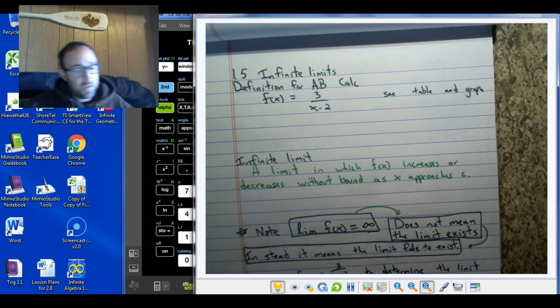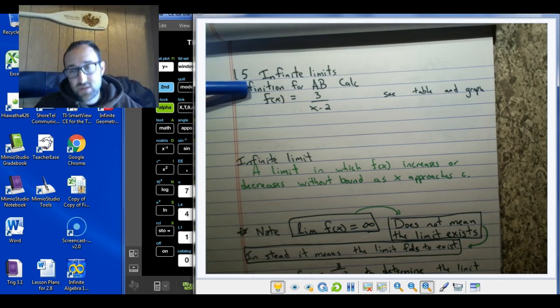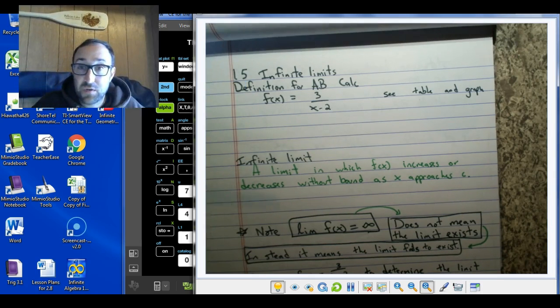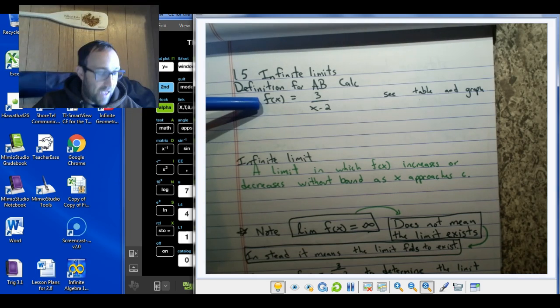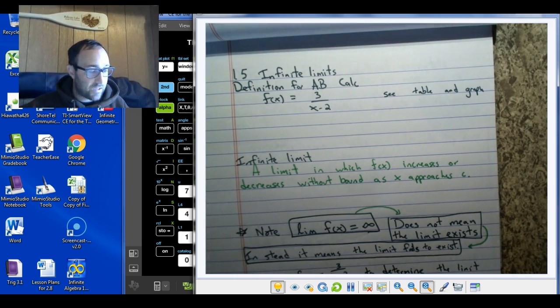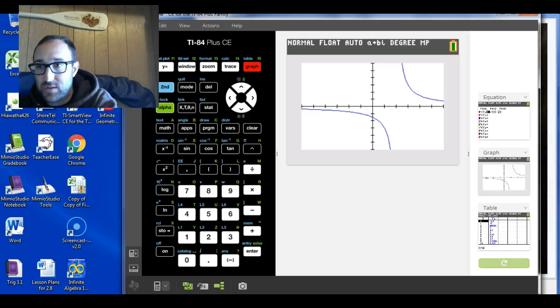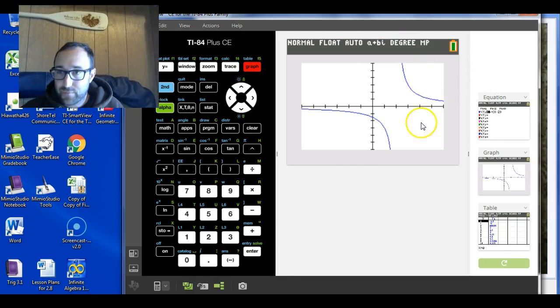Okay, so what we're going to do is talk about a definition for AB Calc. There are other definitions that deal with other stuff that we don't need to know right now. We're going to look at f of x equals 3x minus 2, 3 divided by x minus 2. So we are going to look at this graph, and here's the graph right here.